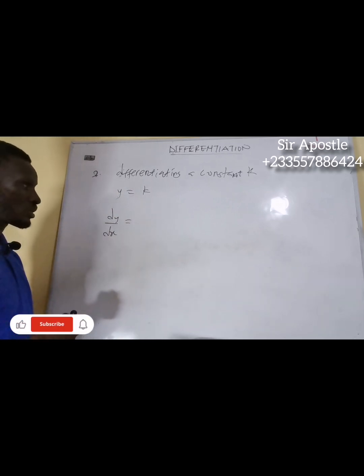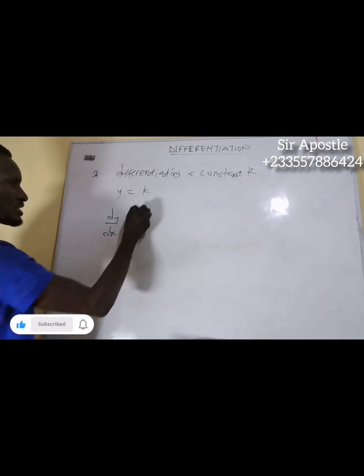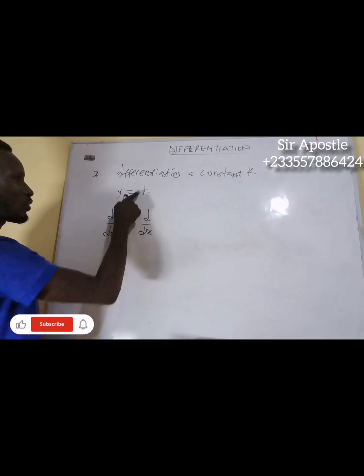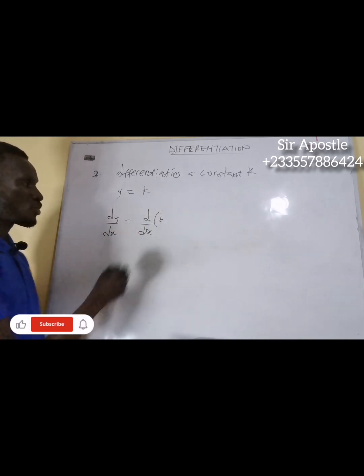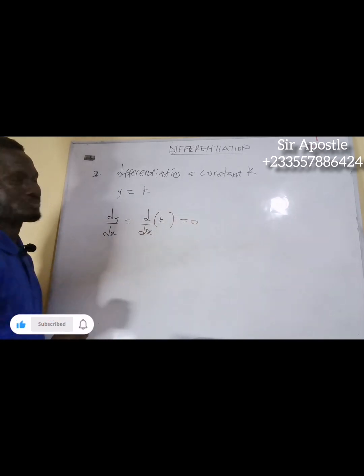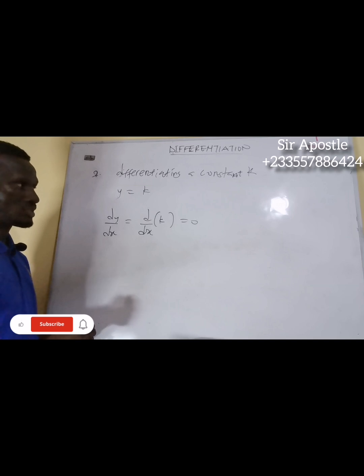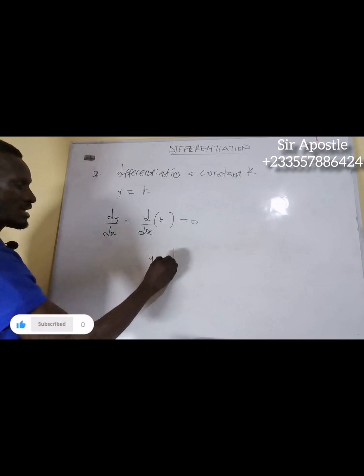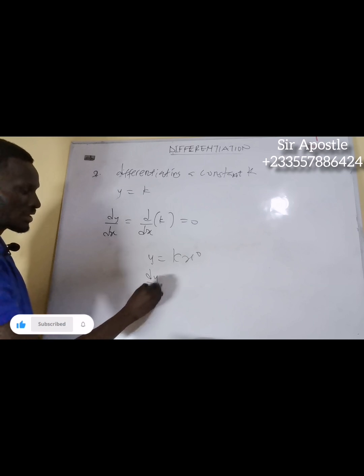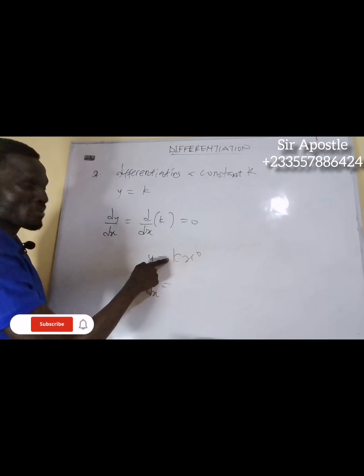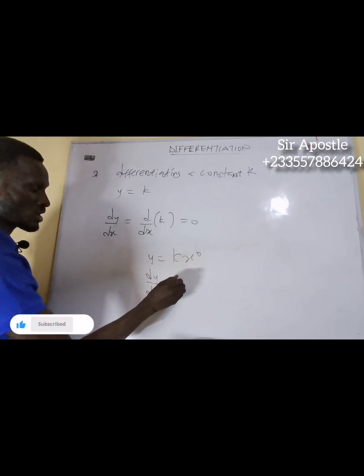Okay. Now, if I'm differentiating this particular constant, y equals k, I'm going to get what? 0. Don't forget, we said that k is the same as kx^0. So if I want to do the same thing here, I need to multiply 0 by k, and 0 times k will give us 0.